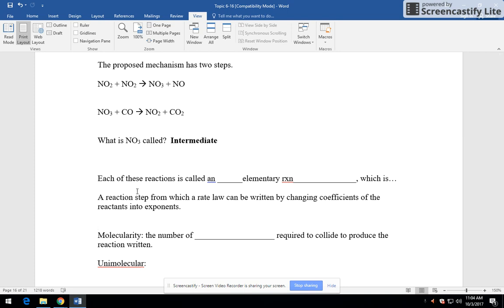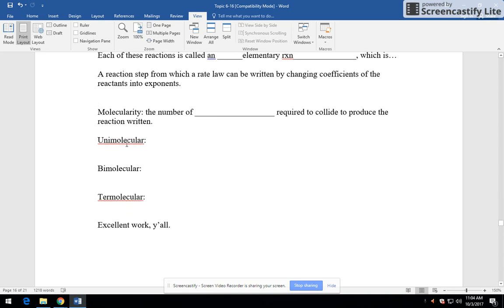And so these elementary steps, you can write the rate law by changing the coefficients of the reactants into exponents. So we're going to see how that works in a second.